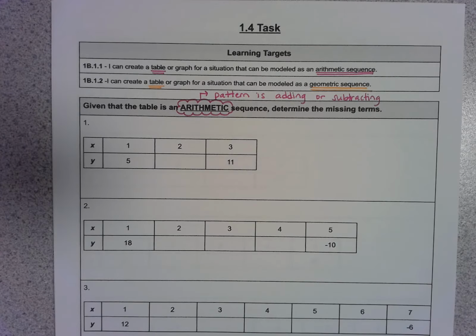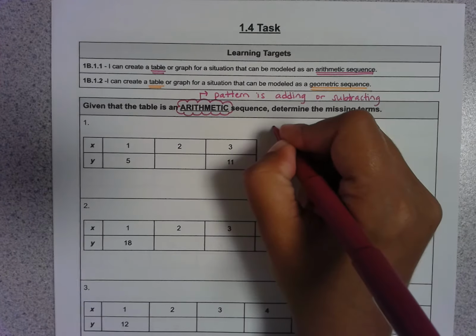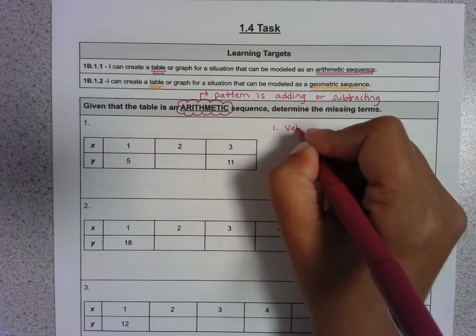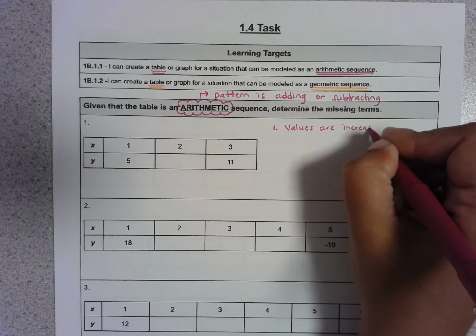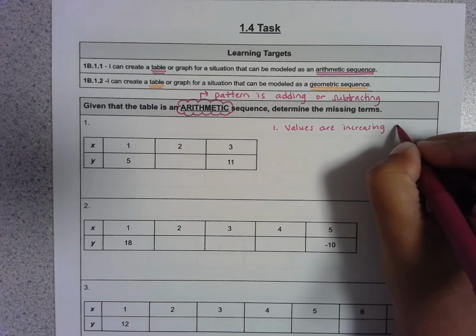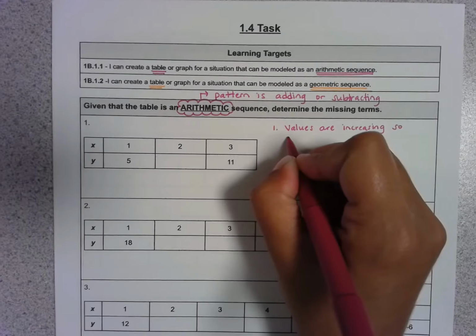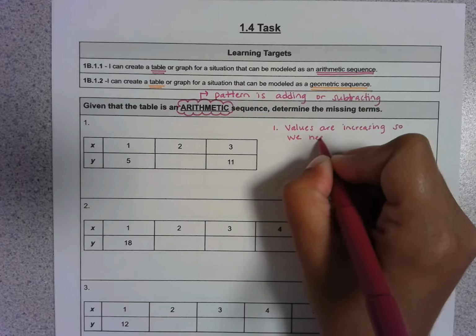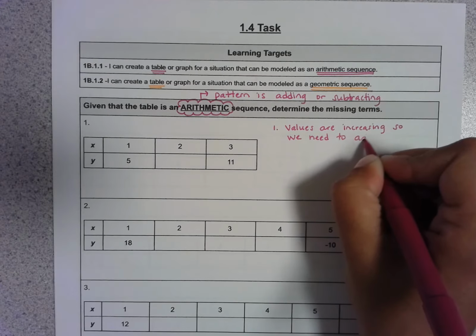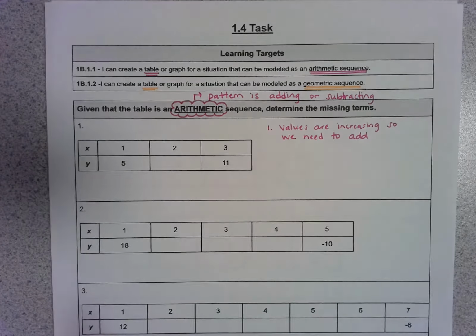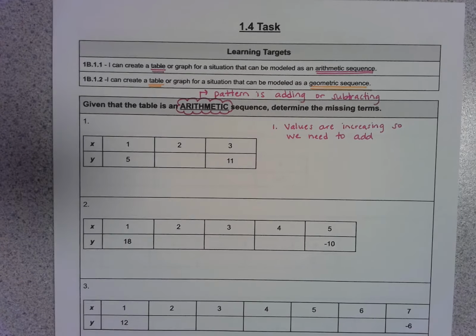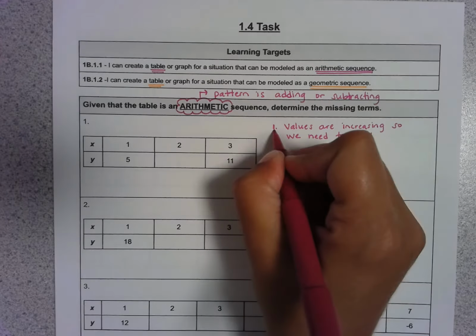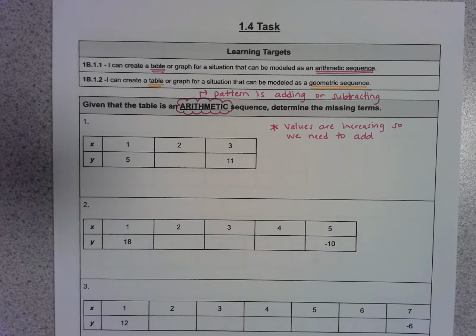Here are some things you should think about. Number 1, since the values are getting bigger in the table, since the values are increasing, we need to use a pattern of adding. If our values from the beginning to the end were getting smaller, I might think about using a subtracting pattern. That's where I would always start: what kind of operation should we be using? Since our values are getting bigger and it's arithmetic, we're going to be adding.